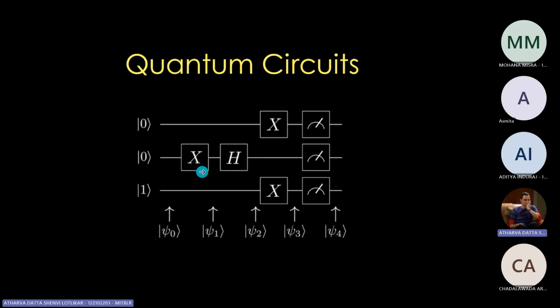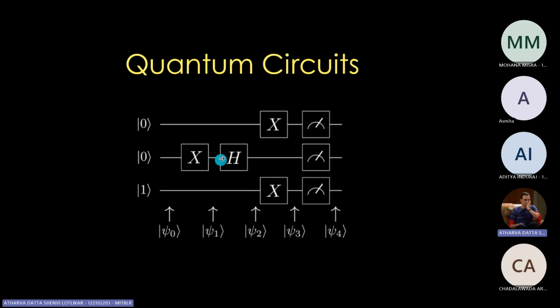So if you have X here, you take the Z. If you have a three-qubit system, you have to change the value on the middlemost one. So that's the whole representation here.